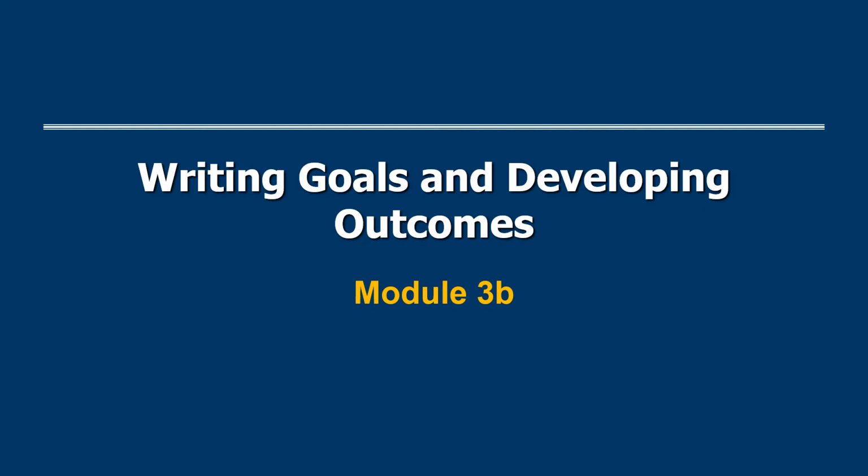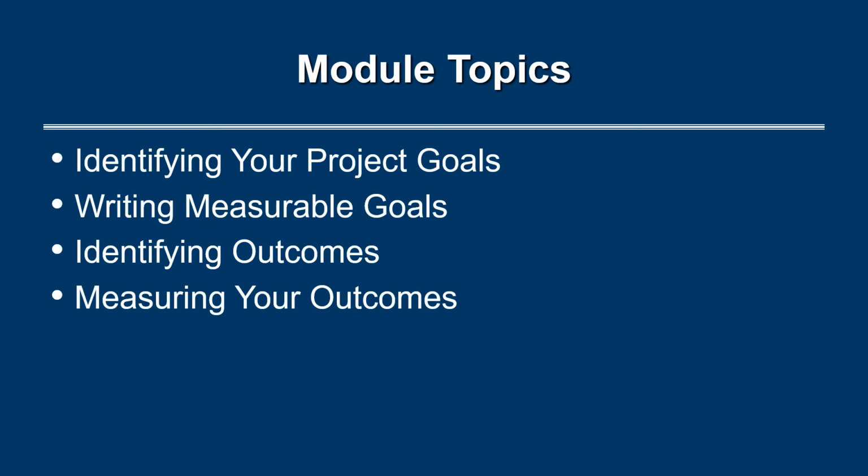Welcome to Module 3B, Writing Goals and Developing Outcomes. This module will cover identifying your project goals, writing measurable goals, identifying outcomes, and measuring your outcomes. This is important for the evaluation section of the proposal, where you need to describe how successful completion of your project will impact people with IDD and/or systems serving people with IDD.